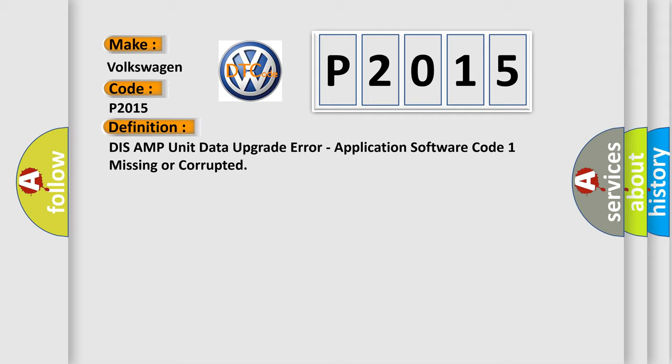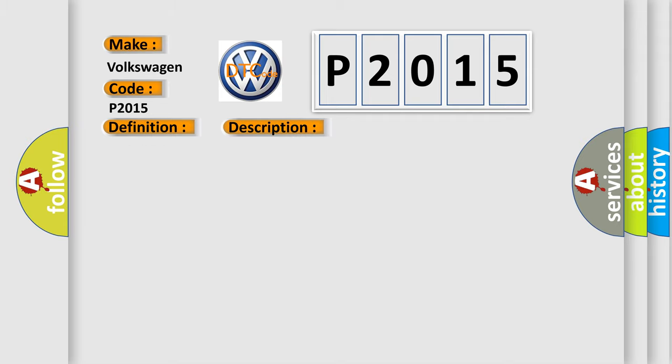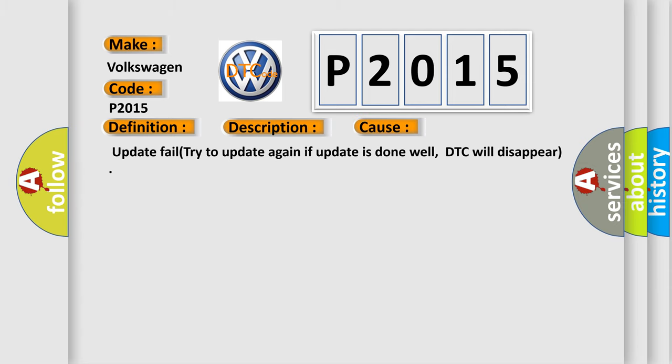And now this is a short description of this DTC code. This code is set when the update has failed. This diagnostic error occurs most often in these cases: update fail, try to update again. If the update is done well, the DTC will disappear.